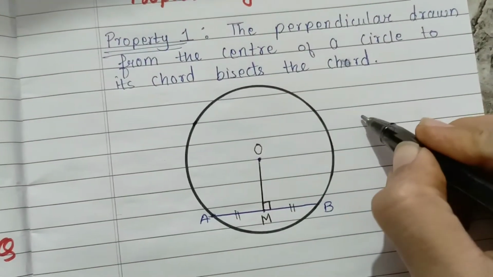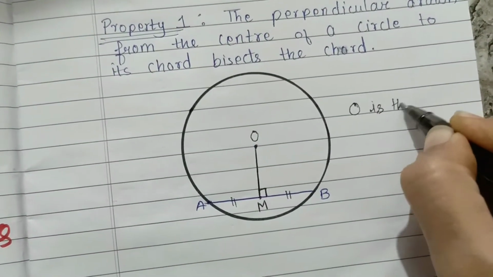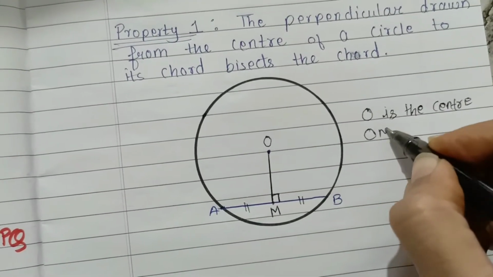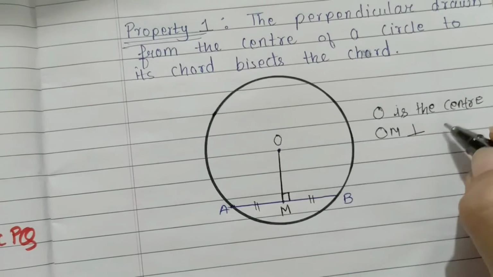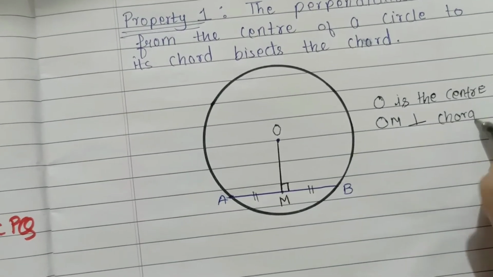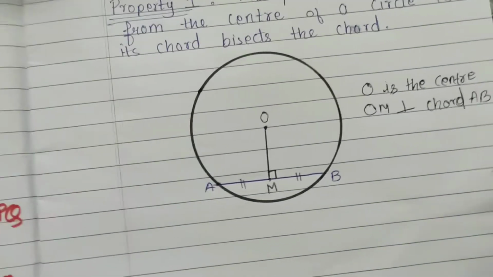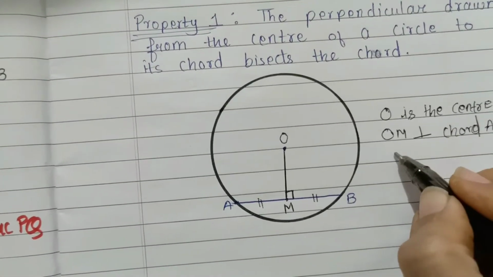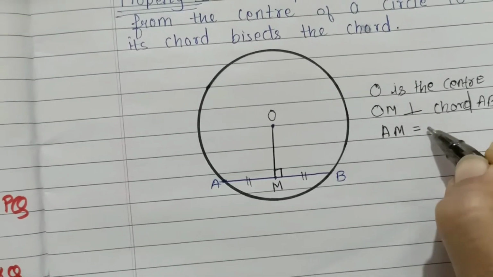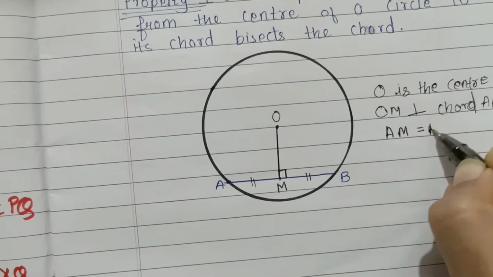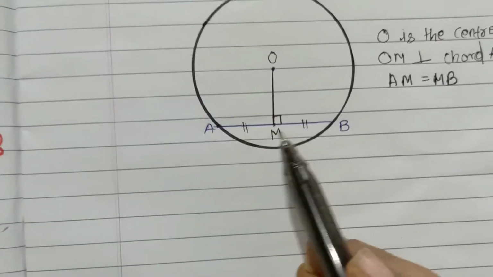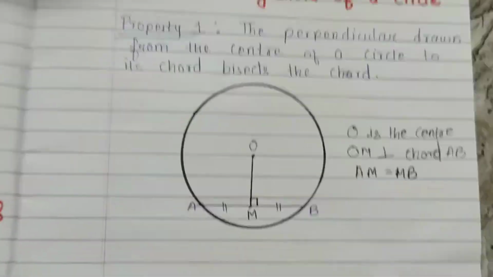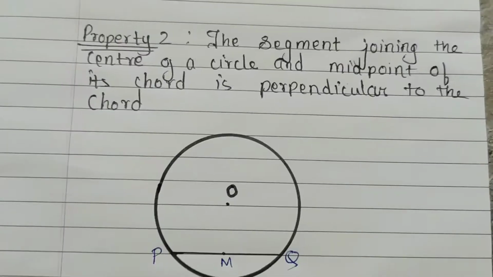So here O is the center. According to this property, OM is perpendicular to chord AB. If it is perpendicular, that means it bisects the chord. That means AM is equal to MB. So it divides the chord into two equal parts. That means M is the midpoint of the chord AB. So this is the first property.